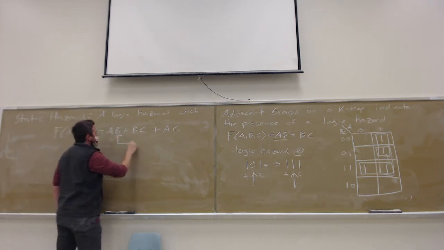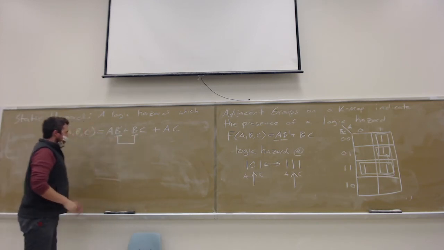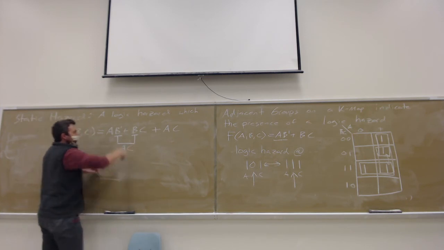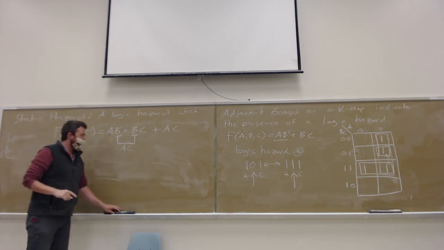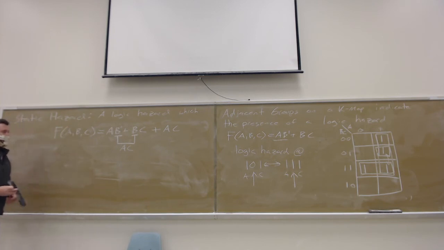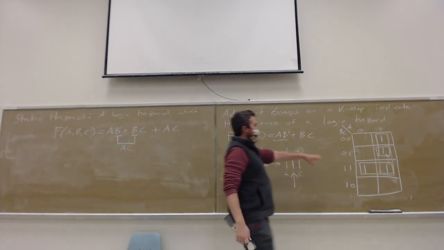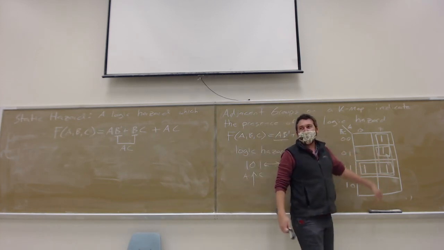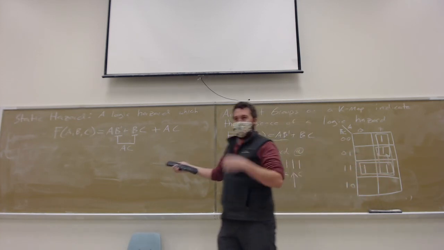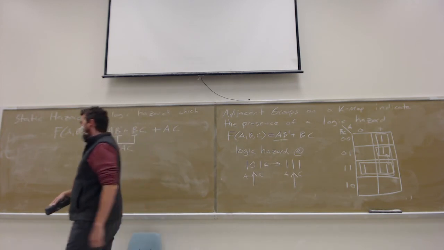Right, it's the consensus term between B prime and B. A and C is the consensus term, right? So that's why I said, when we talked about K-maps the first time, once you've already accounted for something, you never link groups together, because that just gives you a consensus term, right? Which leads to an unoptimized solution.